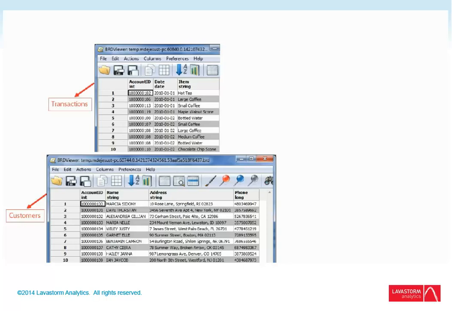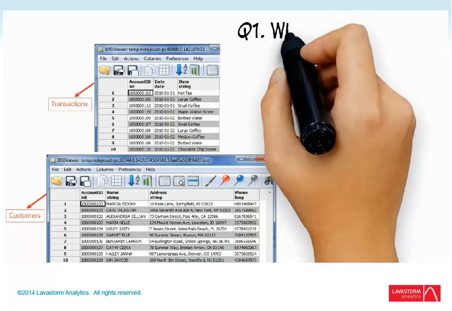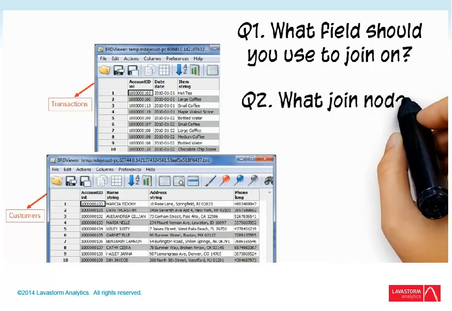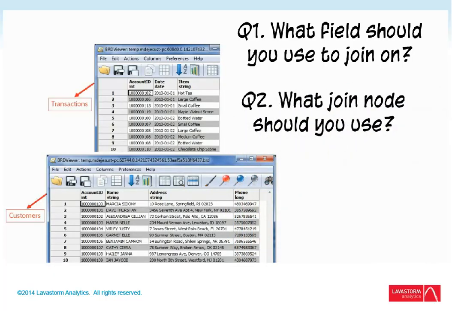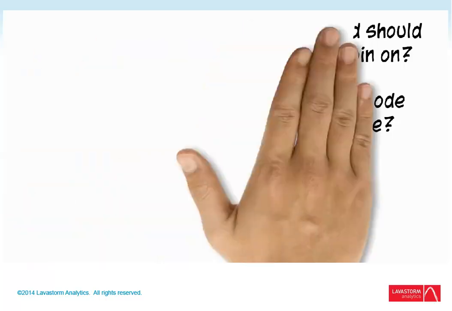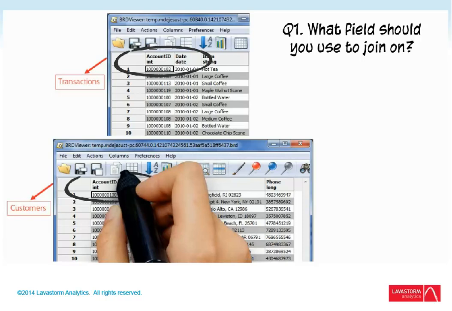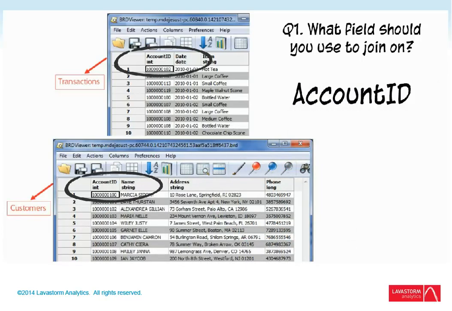There are two questions to ask yourself. The first question is, what field should you use to join on? The second is, what join node should you use? Let's take a look at question 1. If you look at the images, you'll notice the common field of account ID. This would be the field you could join on.